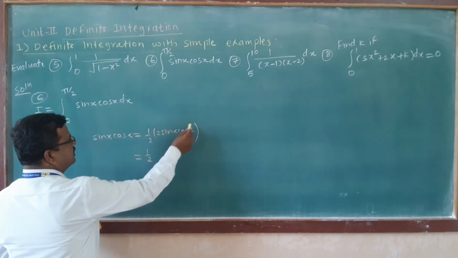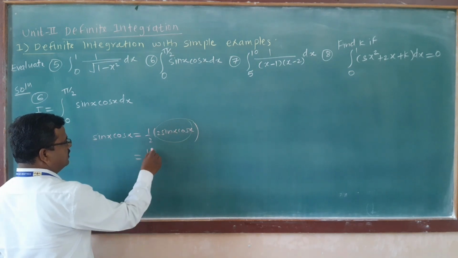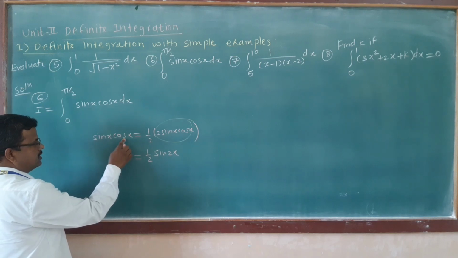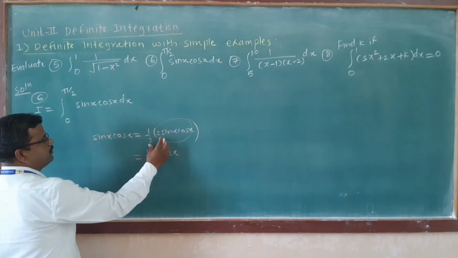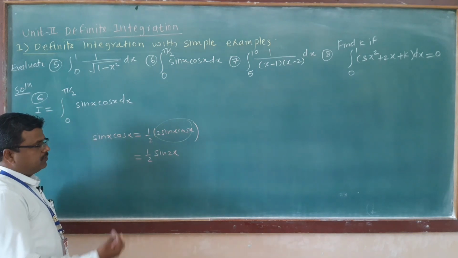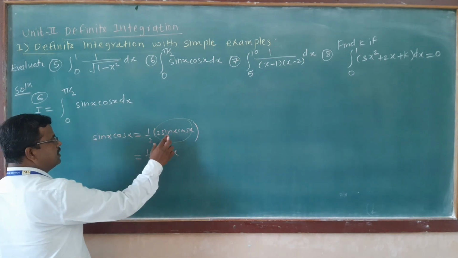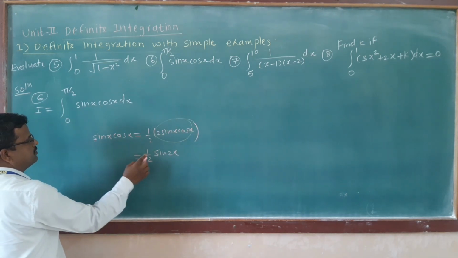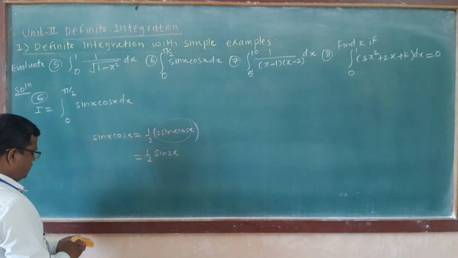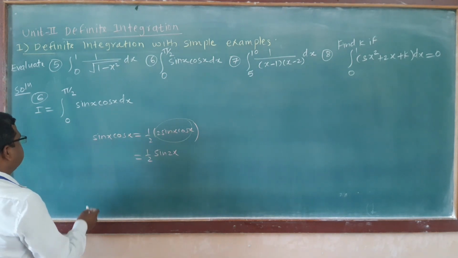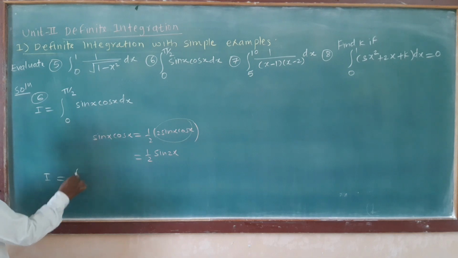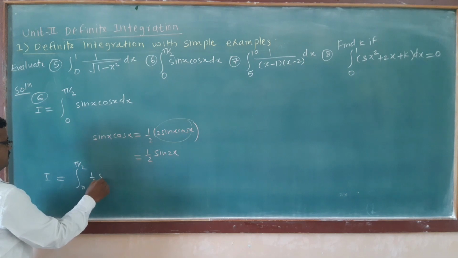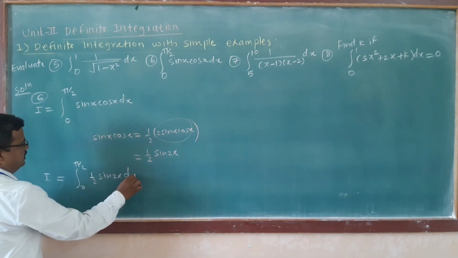of 2 sin x cos x, and this 2 sin x cos x is nothing but sine of 2x. So we express sin x cos x as 1 upon 2 into 2 sin x cos x, the 2 get cancelled, therefore no change in the value of the expression, and 2 sin x cos x means sin 2x. So instead of sin x cos x, we write 1 upon 2 sin 2x. Therefore I is equal to integral from 0 to pi by 2 of half sine of 2x dx.